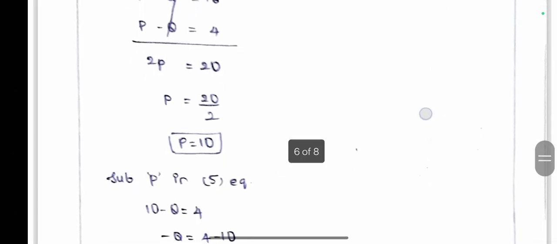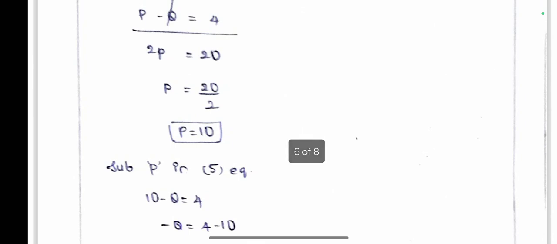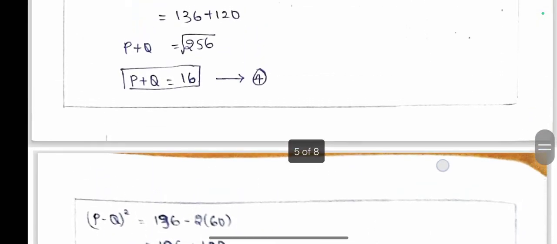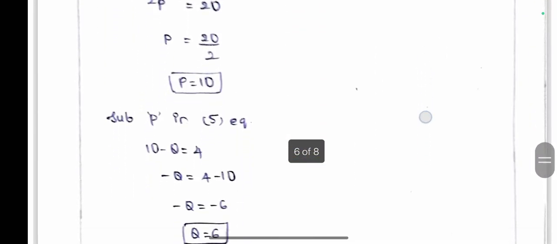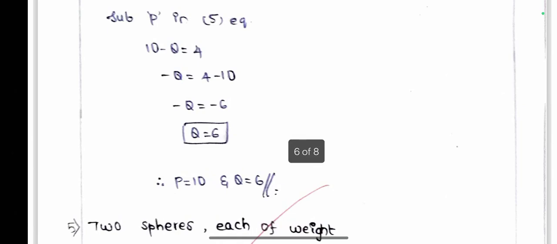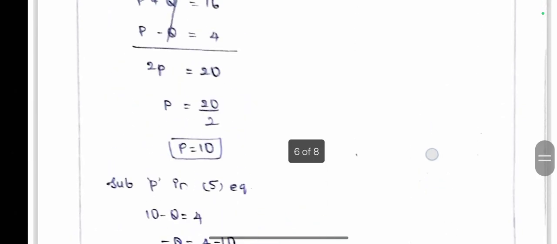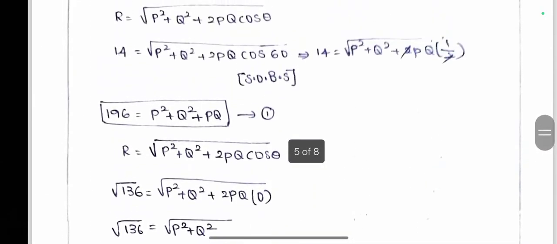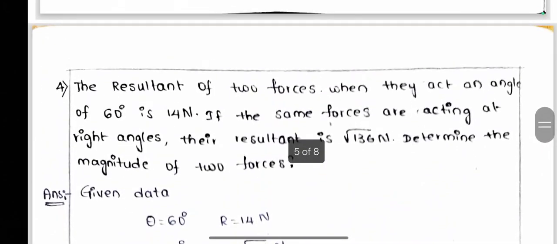From here, P value we will get P equal to 20 divided by 2, which is P equal to 10. Substitute the value in equation 5 or equation 4. We will get the value of Q, which is 6. Therefore, P value is 10 newtons and Q value is 6 newtons, which means these two forces are 10 and 6. If they act at an angle of 60 degrees, the resultant will become 14 newtons. If they act at 90 degrees, their resultant will become square root of 136.